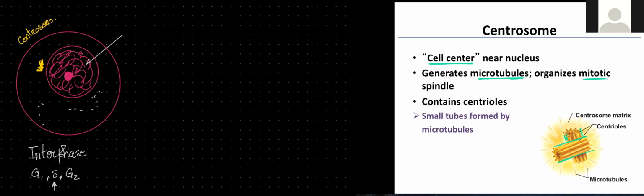The first phase is going to be mitosis. What's mitosis? Mitosis is the nuclear division. So I'm dividing the nucleus into two nuclei. So what's going to happen here in order for you to divide the nucleus?